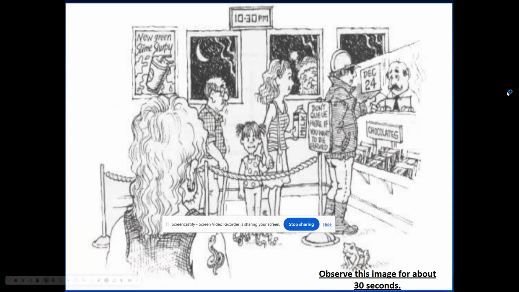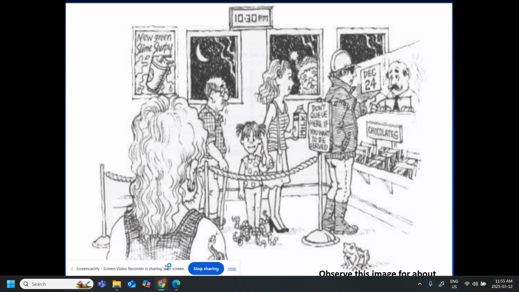So let's do an example here. What you're going to do is observe this image in the slide deck for 30 seconds. You're simply going to watch it for 30 seconds, and I'll start a timer. Observe as much as you can. Don't write anything down. Just look at it and make observations.